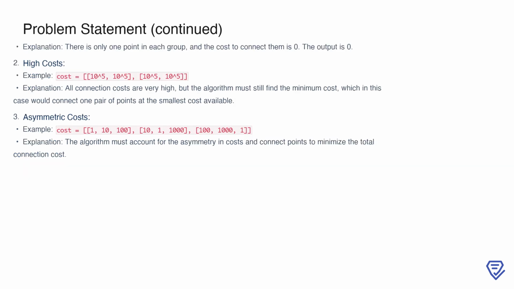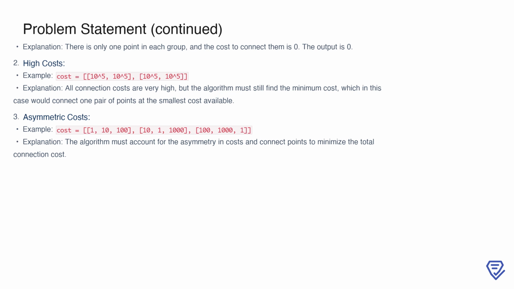Finally, let's discuss some constraints and edge cases to consider. The number of points in each group is small, with m and n ranging from 1 to 12, making this problem suitable for algorithms like dynamic programming. Connection costs, represented by cost[i][j], can range from 0 up to 100,000, meaning the solution must handle potentially large values. For example, with a cost matrix of [[0]], the output is 0 since there's only one point in each group, and the connection cost is already 0.